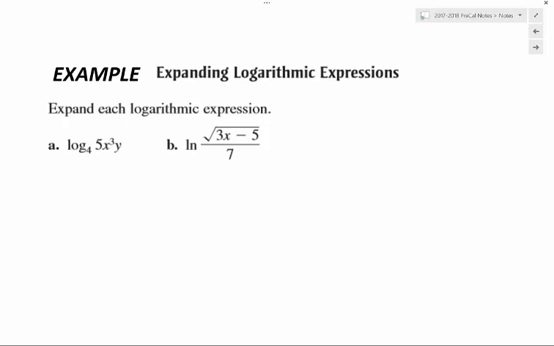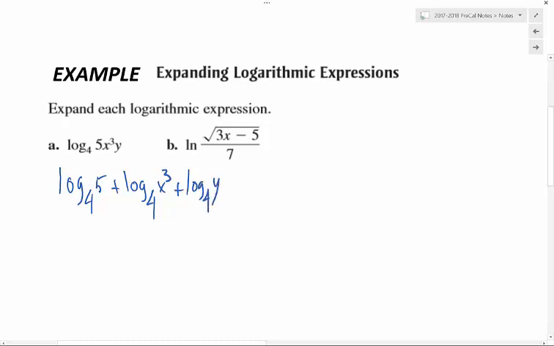So I have base 4. The first thing I'm going to do is use the product rule because I've got a whole bunch of multiplication. So I'm going to have log base 4 of 5 plus log base 4 of x cubed plus log base 4 of y. I'm going to take this 3 and roll it off the log because of the power property. Log base 4 of 5 plus 3 times log base 4 of x plus log base 4 of y. And that's expanded as much as I can get. I can't do it any more than that. Technically, I could solve log base 4 of 5, but that's not expanding, that's solving, and the question didn't ask for that.